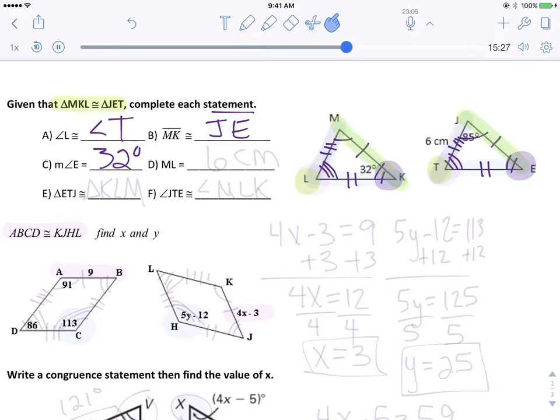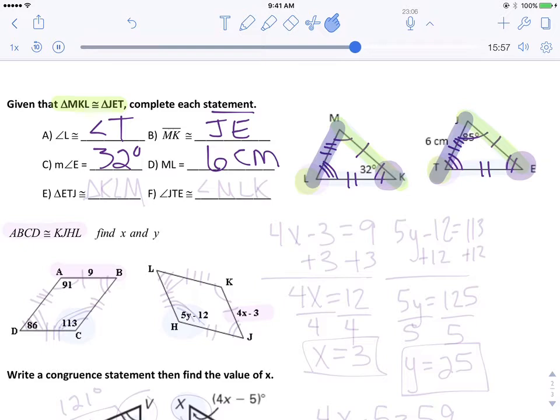Then we can see that ML is matching up to JT, and JT is 6 centimeters, so therefore ML has to be 6 centimeters. Letter E is going to be triangle ETJ. So again, all they're doing is rewriting this in a different order.